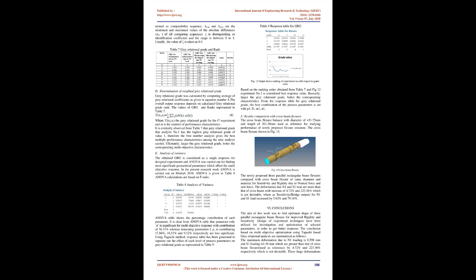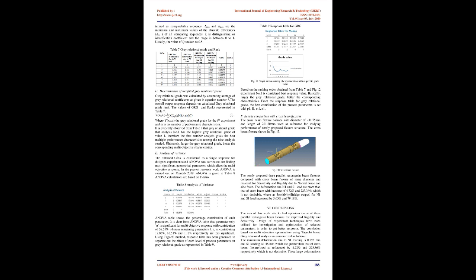C. Calculation of GRA relational coefficient. GRC are calculated to express the relationship between the ideal and actual normalized S/N ratio. The GRA relational coefficient can be expressed by where Δ0i is the deviation sequence of the reference sequence and the comparability sequence, and Δ0i equals |x0*(k) - xi*(k)|, where x0*(k) implies the reference sequence and xi*(k) termed as comparability sequence. Min and max are the minimum and maximum values of the absolute differences Δ0i of all comparing sequences. ζ is distinguishing or identification coefficient in the ranges between 0 to 1. Usually, the value of ζ is taken as 0.5.